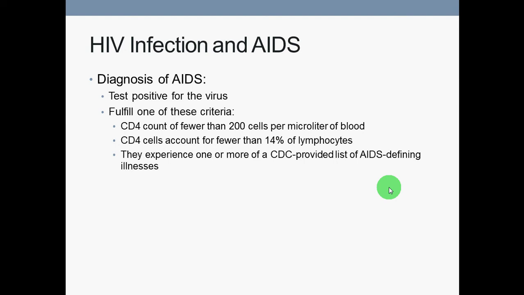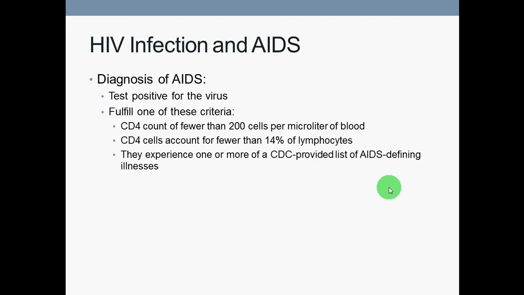Now, CD4 again is that receptor that's on the outside of helper T cells. So in this test, we are looking for helper T cells that carry that CD4 receptor. And if you find fewer than 200 cells per microliter of blood, that is considered AIDS. Now, those helper T cells should be in much higher proportion than that. Also, if the helper T cells account for fewer than 14% of all of the lymphocytes, then that's also considered AIDS. And that is, again, a very low proportion.